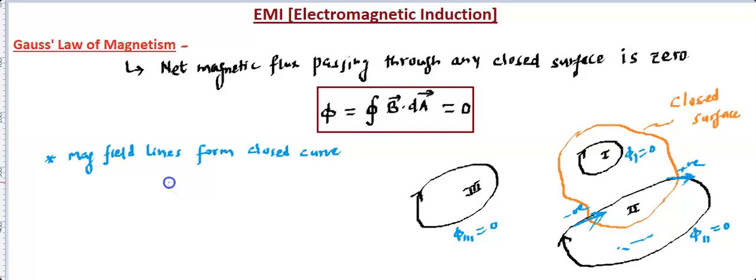In electrostatics, we got Gauss's law as Q upon epsilon naught, because that side was non-zero, simply because electric field lines are not in closed curve form. They are in open curve form. They emerge and they terminate. However, magnetic field lines neither emerge nor terminate. They are in closed curve form. So this is information that one has to remember.